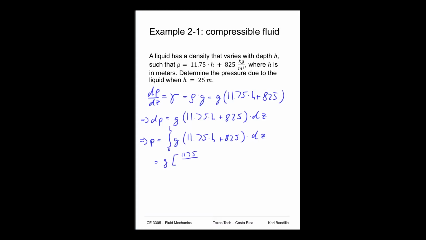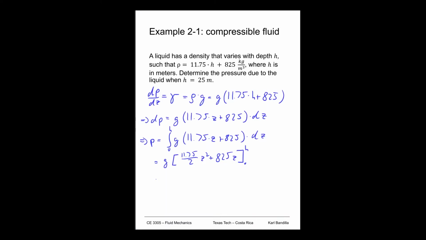That'd be 11.75 divided by 2. And of course these are no longer h's. Let's get rid of these h's here. These are of course now z's. You write those in here. Otherwise it'd be hard to integrate. So that would be now z squared plus 825z. And that's not a round bracket but a square bracket from 0 to h.